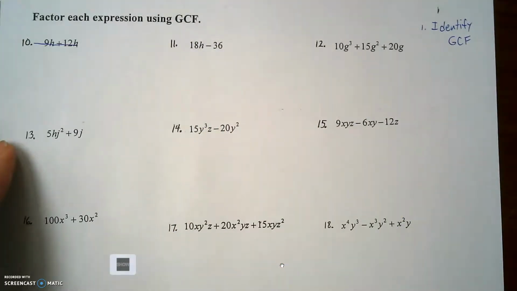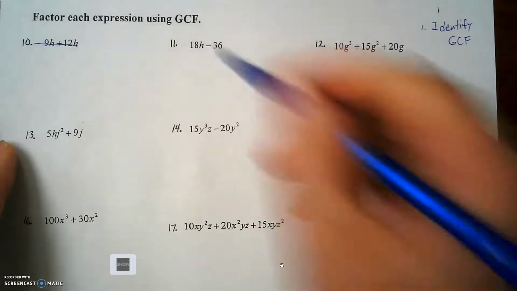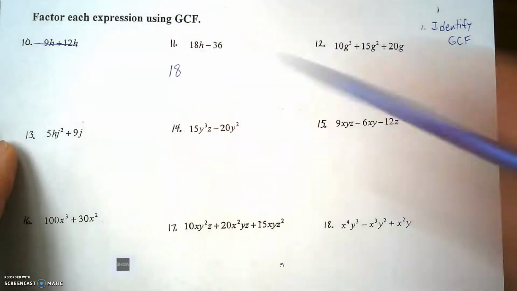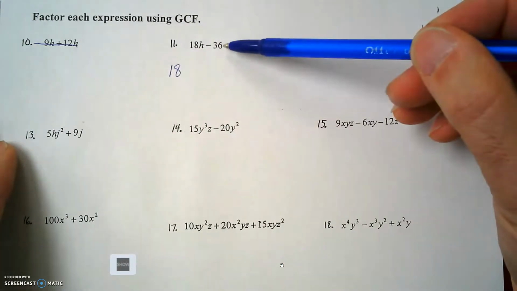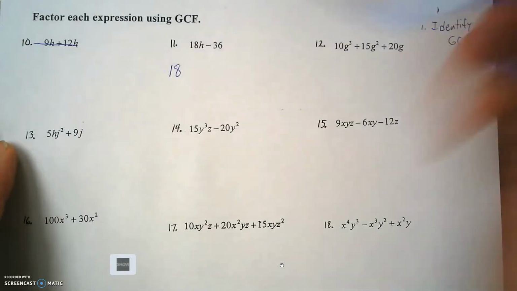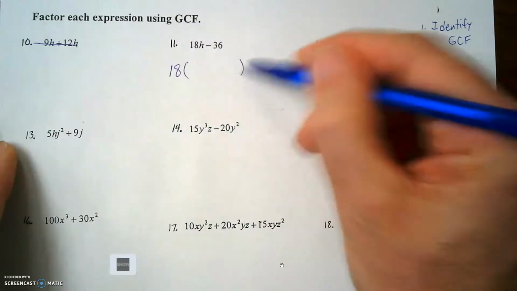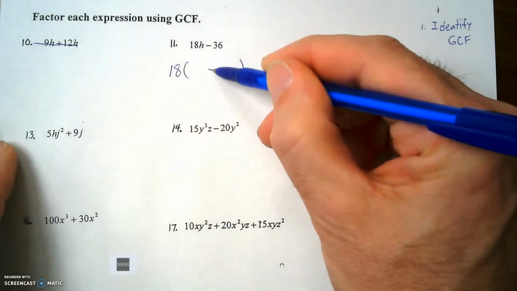So you might be thinking, hey, 6 goes into both of them. Right, it does. What's the biggest number? And you might think 9. Keep going. Higher. It's actually 18. So I kind of write that off to the side. Now look, this has an h, that one doesn't. So it's just 18. Now draw parentheses, and I put my subtraction sign in.